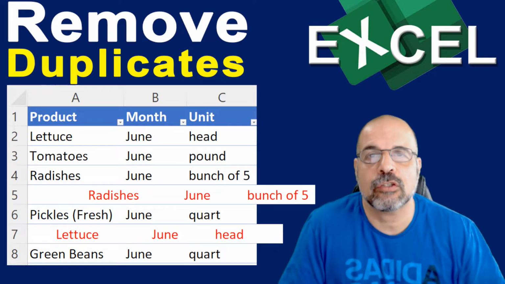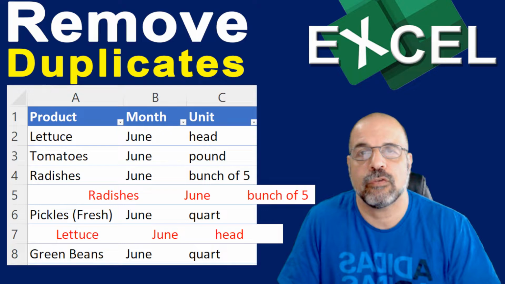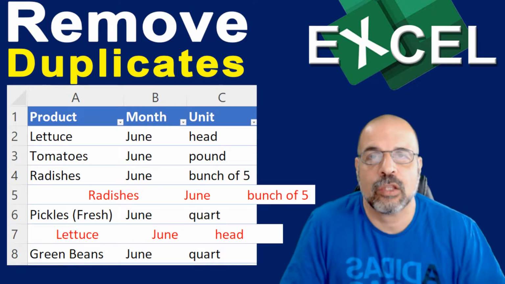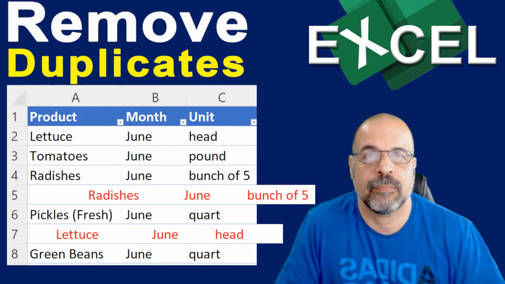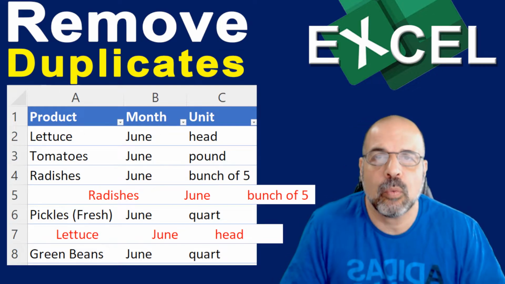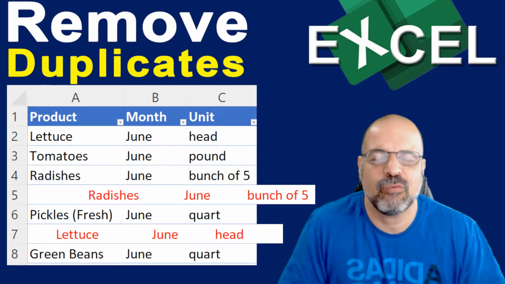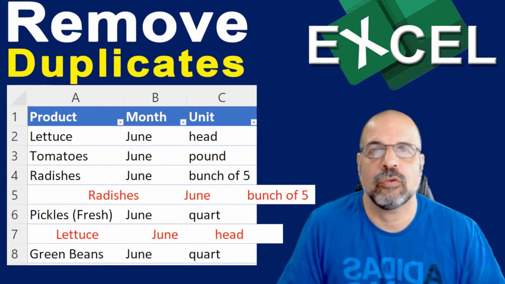Now we're going to learn how to remove duplicates in 2 different ways. One way is using the remove duplicates feature in Excel, and the other way is using a function. Both essentially do the same thing. They remove the duplicates, but one may have an advantage over the other, and it really comes down to what it is that you want to do.